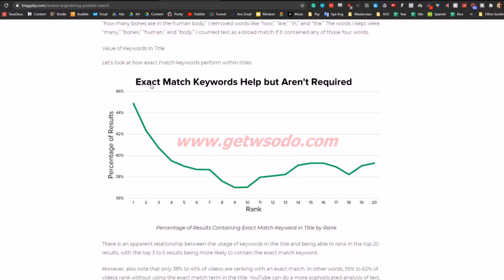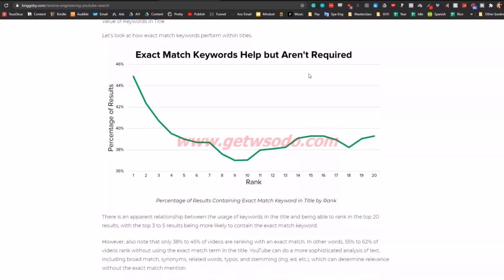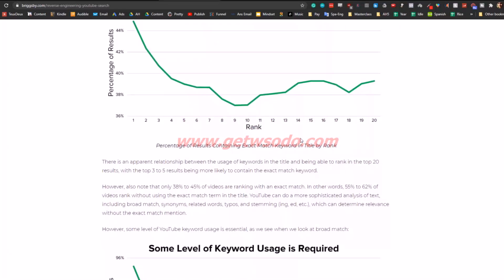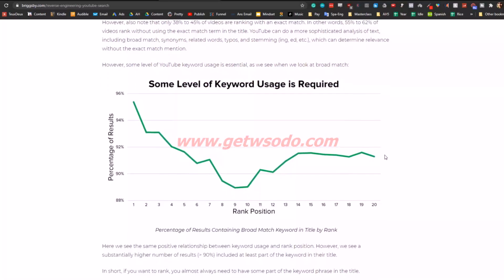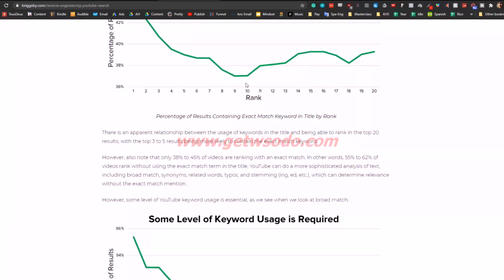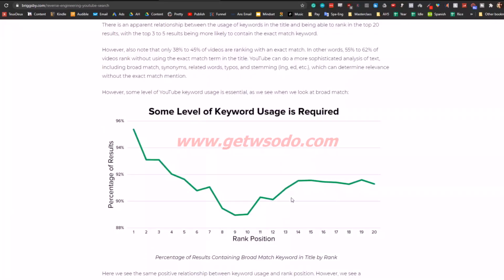So you don't need to have exact match keywords, but you can have exact, but they aren't required. So they could, for example, say that, hey, you should have a related keyword or more somewhat related keyword. And it says that some level of keyword usage is required. So you can see that it ranks a little bit higher if you just have some level of keyword usage.